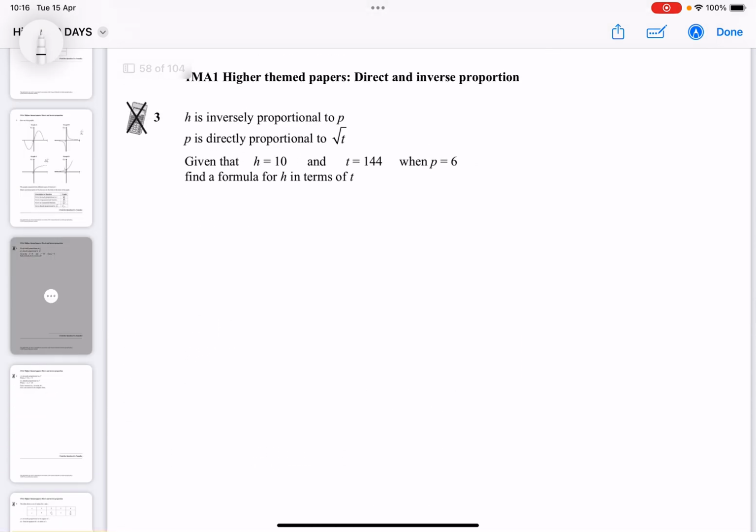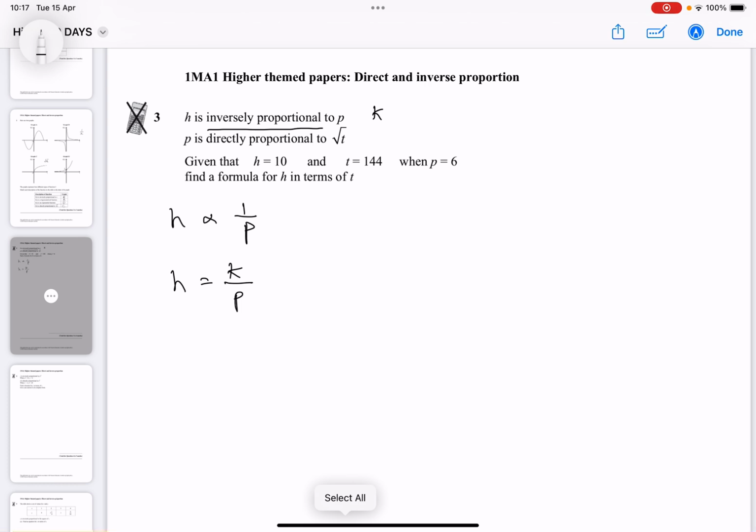Right, there's a standard way of writing things. Always be careful with these questions that you're doing the right thing. First of all, h is inversely proportional to p. If you use the proportion symbol like this, it's 1 over. However, a lot of you remember we're using k. H equals k over p. So when it's inverse, it's k divided by.